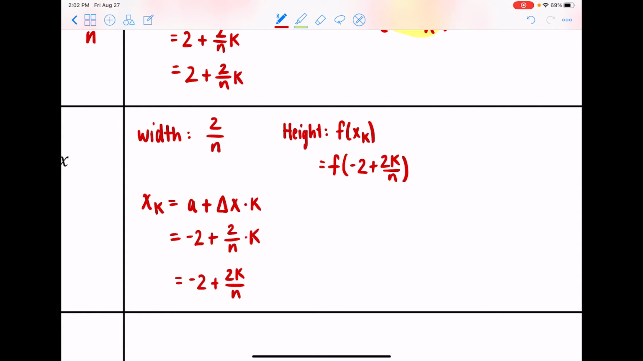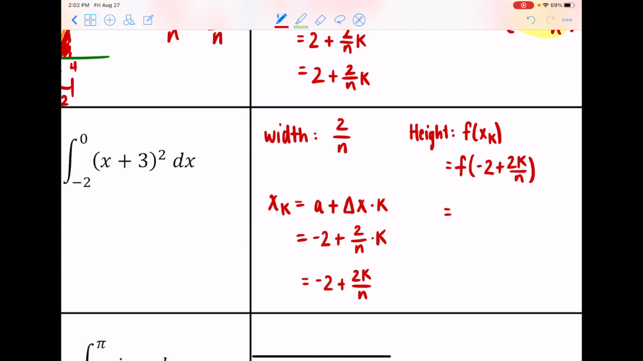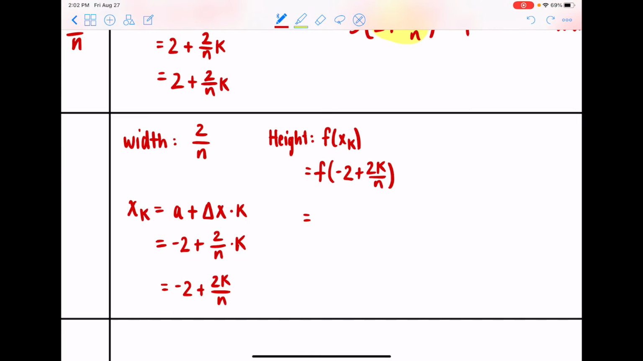When we plug that into our function, what was our function? Our function says to add 3 to the input and then square the result. So we're going to add 3 to this input here and square the result. We get -2 plus 2k over n, add 3 to that, and then square the result. Let's simplify this a little bit. -2 plus 3 is just 1. So let's call this 1 plus 2k over n, squared. I like that. That's f of x sub k, the height of your rectangles.